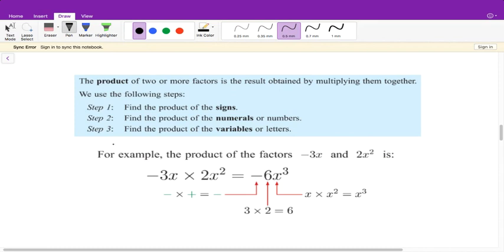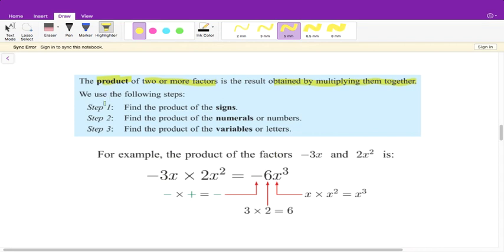All right, when you're multiplying terms, it's actually a lot easier than when you are adding them. Because when you're multiplying, it doesn't matter if they're like terms or not. You just simply multiply. So the product of 2 or more factors is the result obtained by multiplying them together. So unlike when you're adding or subtracting like terms where you have to think, are these the same? And are all of our powers the same? Are all the variables the same? In this case, you don't really have to worry about that. You can just simply multiply everything together.